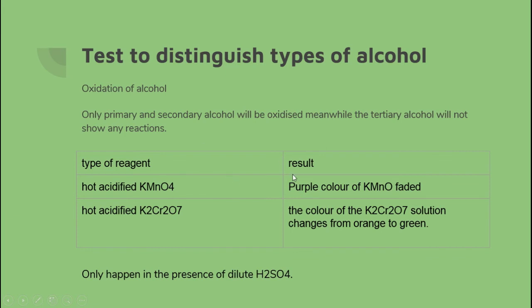If the unknown alcohol is primary or secondary, the purple color of potassium permanganate will disappear. And if we use hot acidified potassium dichromate, the orange color of the potassium dichromate will turn green if the alcohol is primary or secondary. Oxidation only happens in the presence of dilute sulfuric acid.